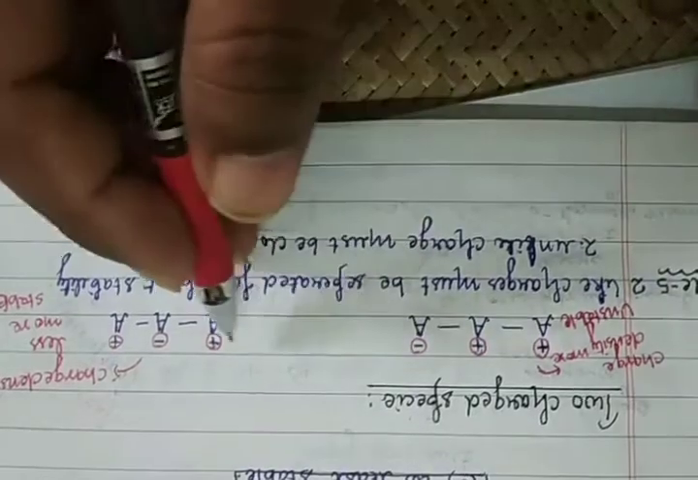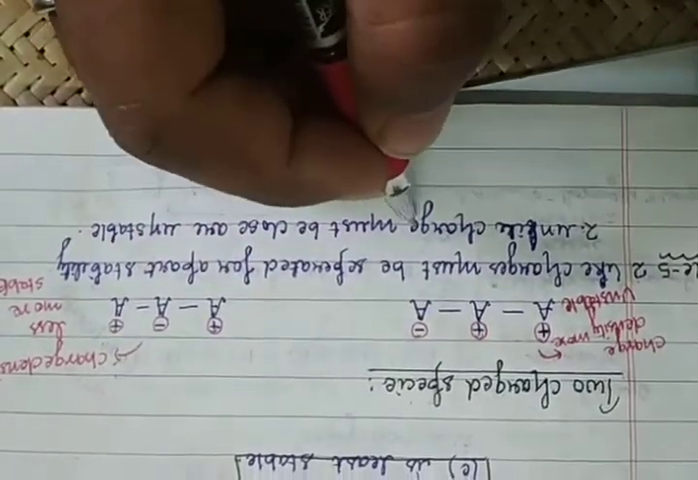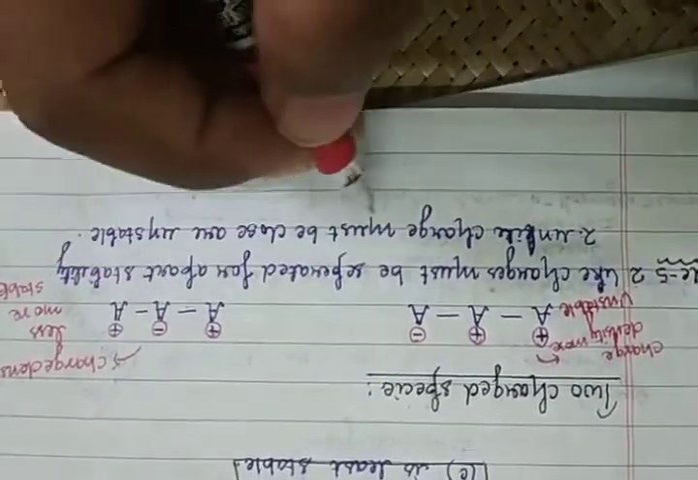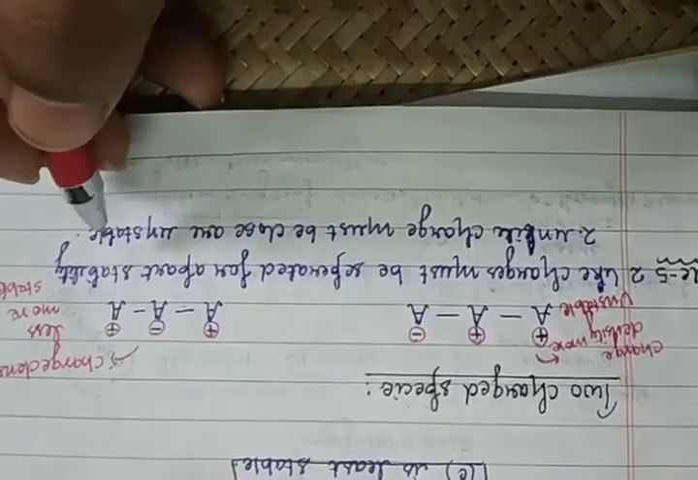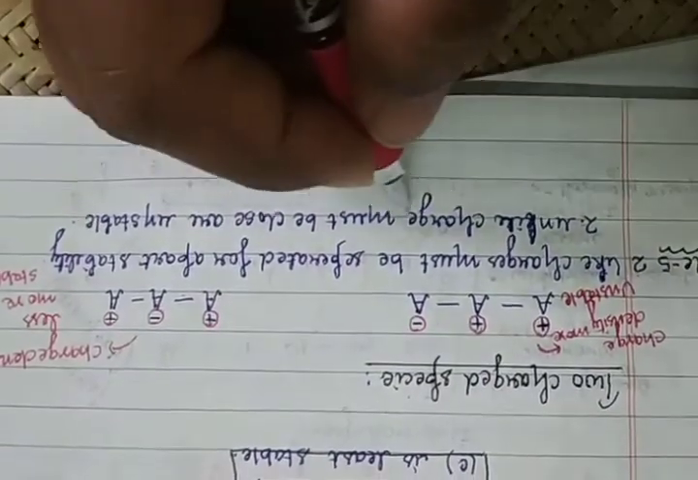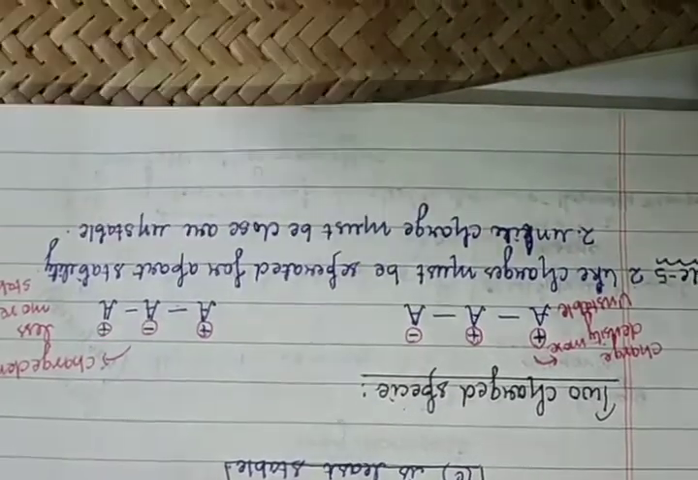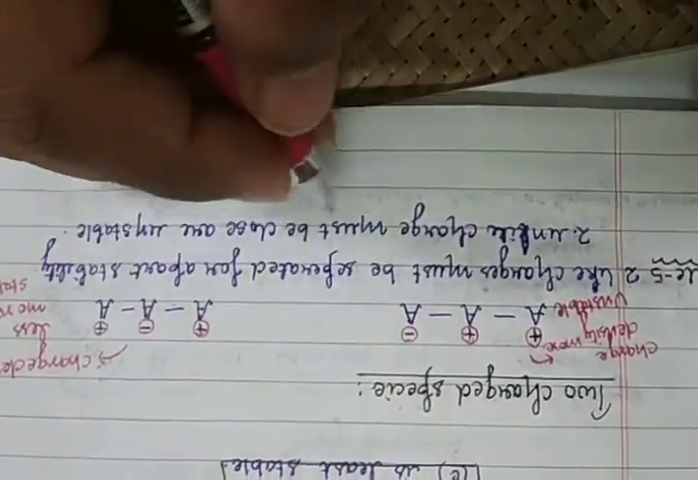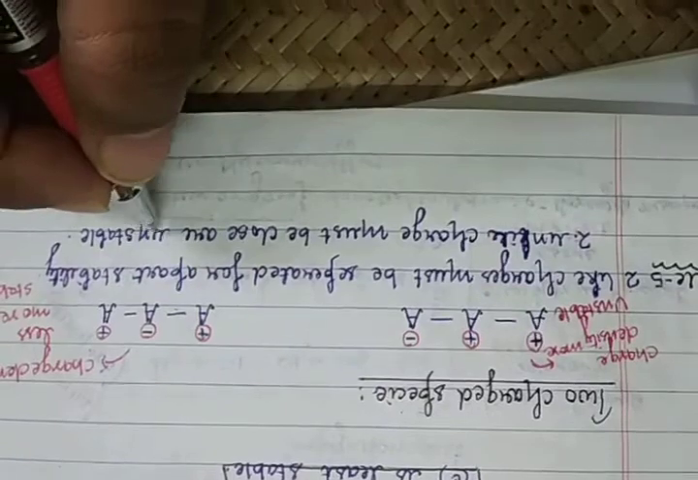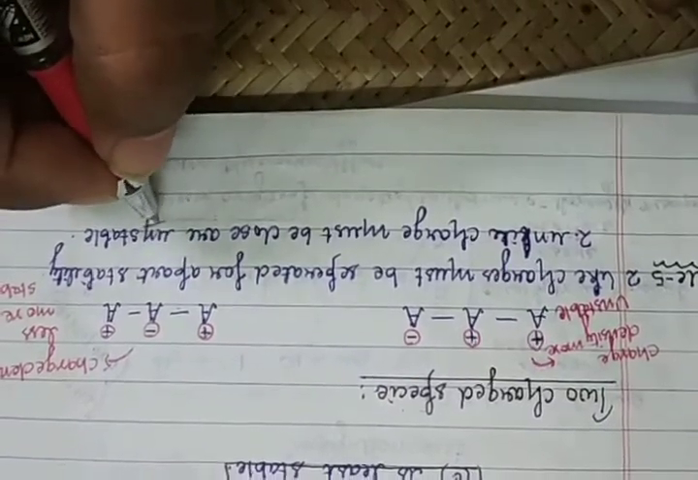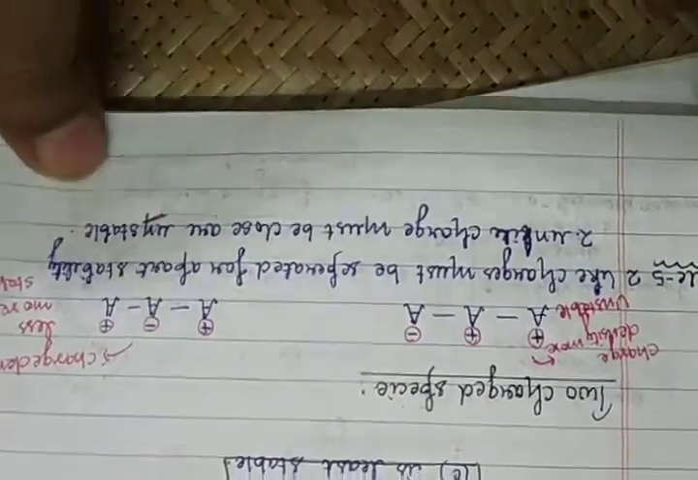But in the second example, 2 unlike charges. Two unlike charges must be close. Two unlike charges must be close, they are stable. It is not unstable, it is stable. Okay, clear?